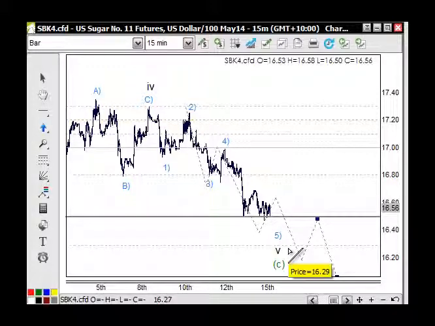So all I want to see is the market move down below this area here, then find support on the medium level 1650, and then we can start shoveling it in on the long side.